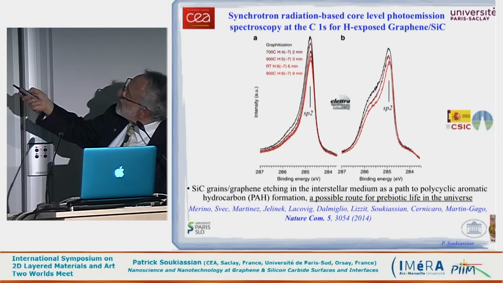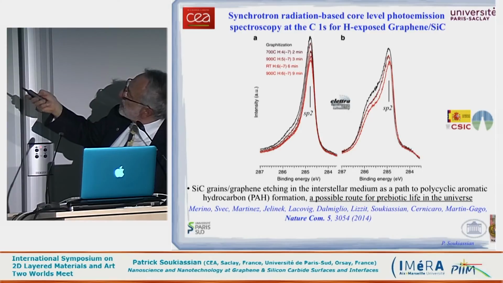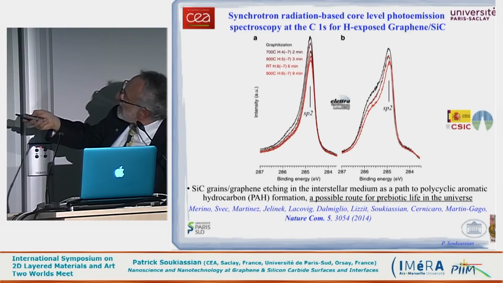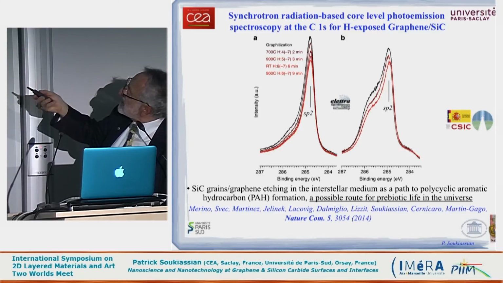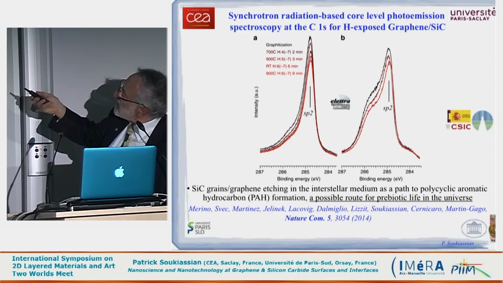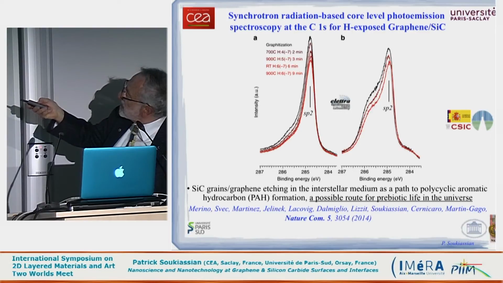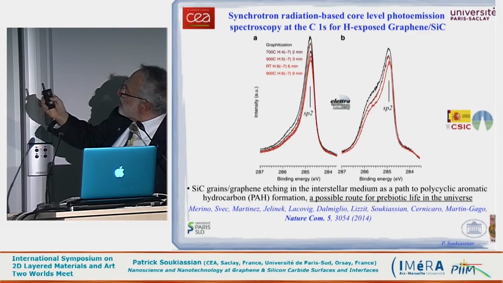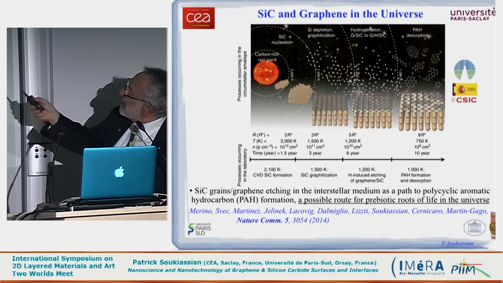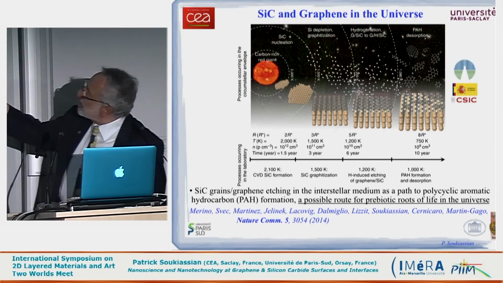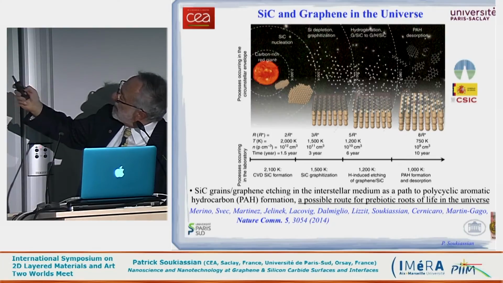The second one is this one. You see an experiment using synchrotron radiation, and you see that sp2 is developing there. So silicon carbide etching in the interstellar medium as a possible path for polycyclic aromatic hydrocarbons, a possible route for prebiotic life in the universe. So this is the general scheme.